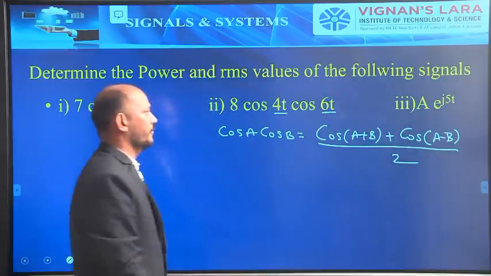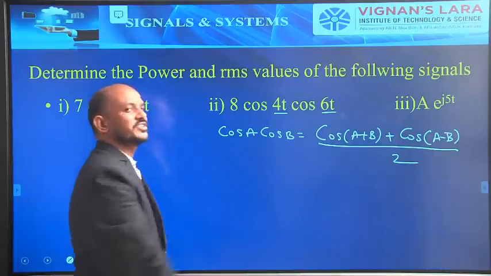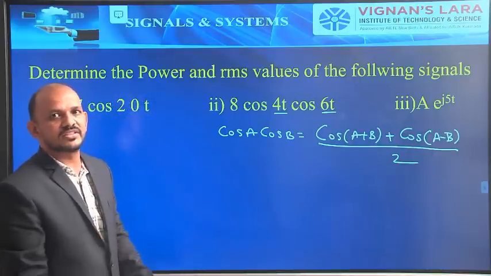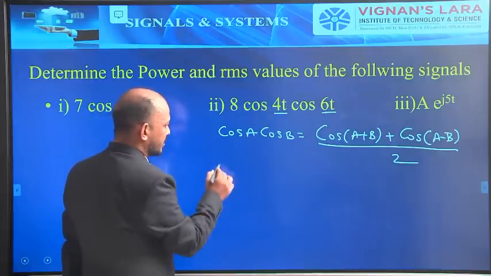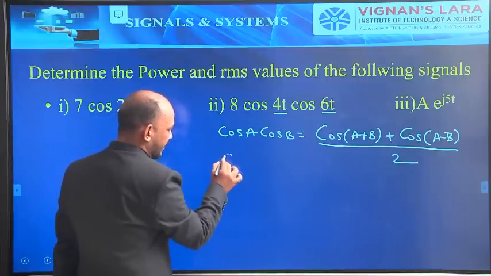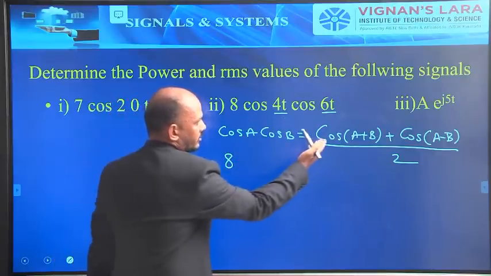So this is the formula for cos a cos b. Convert this multiplication of two cos signals into a summation of two signals. So how can you write this signal? The same signal can be written as 8 into cos a cos b, so here we write cos of a plus b.